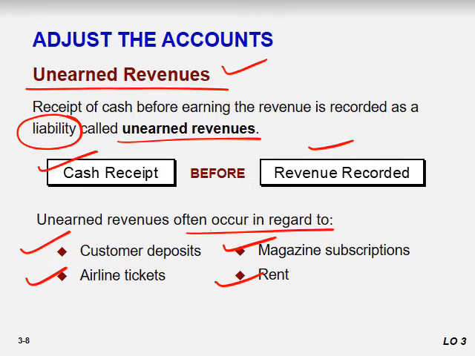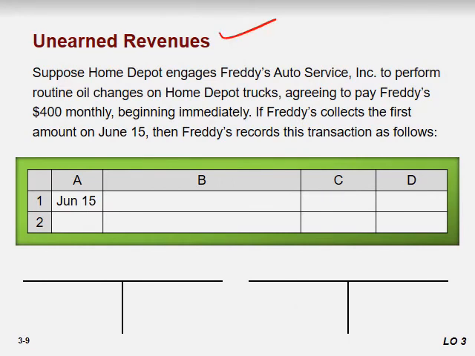So when you purchase airline tickets, the airline company receives the revenue in advance before they provide the service, right? So until the service has been delivered, they categorize this airline ticket receipt as a liability. So in order to understand unearned revenue, let's understand it through an example.